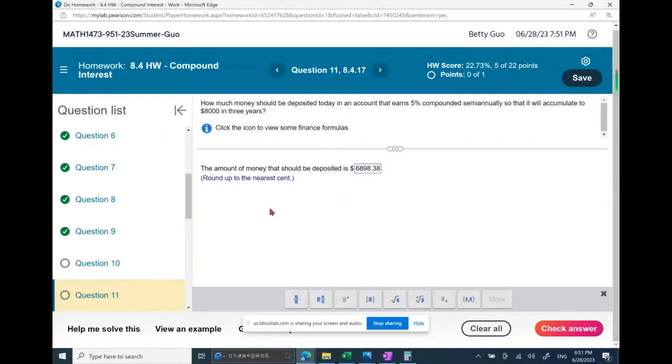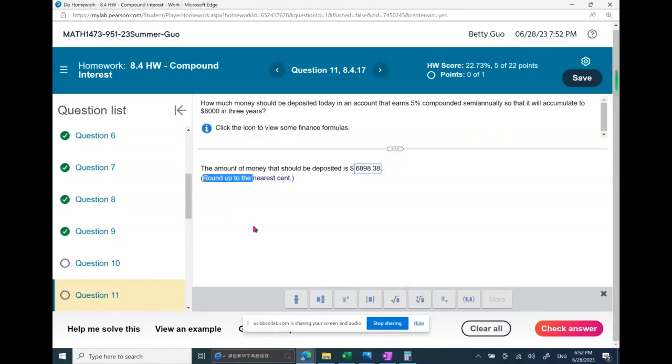This is the first time we see this kind of problem. In future sections, we have similar problems. When you invest to guarantee a future financial goal, when you round the amount of money you need to invest, you always need to round it up. Okay, so you don't have to remember exactly. The easy way to do that is read the instruction.